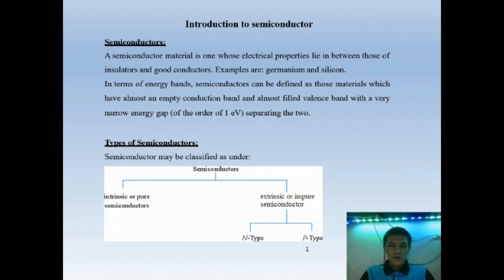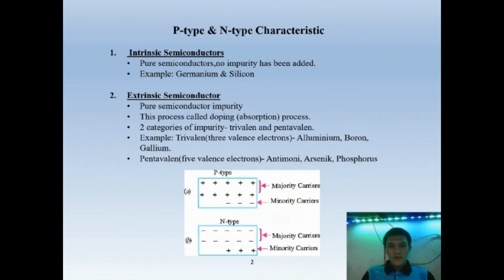Types of semiconductor. Semiconductor may be classed as under intrinsic or pure semiconductor, extrinsic or impure semiconductor, N-type and P-type. P-type and N-type characteristic.